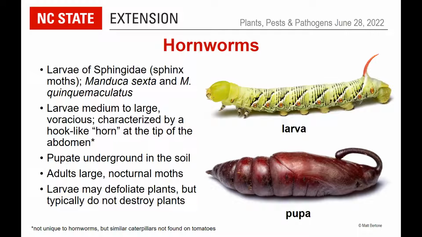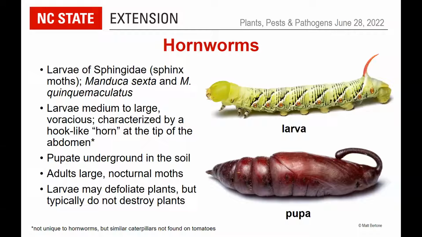The larvae are medium to large and voracious caterpillars, and they are characterized by this hook-like horn on the tip of their abdomen. Now, I should note that there are some other groups of moths and butterflies that have larvae with a hook-like horn, but they're not going to be really found on tomatoes. So these are going to be the most common species you'll find there.